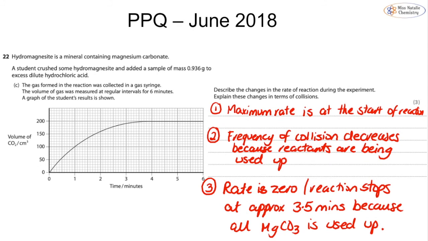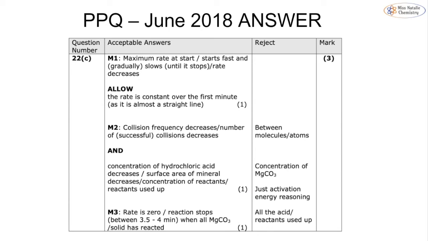So the rate is the fastest at the start. As the reaction continues, your frequency of collisions decreases because you're using up your reactants. And eventually, once all the magnesium carbonate is used up at about 3.5 minutes, the reaction is going to stop. And there is your 3 marks. You can see that there are the 3 points that we've just discussed.